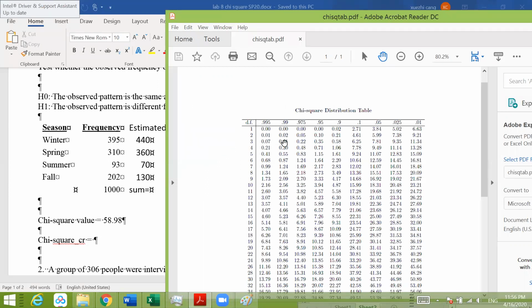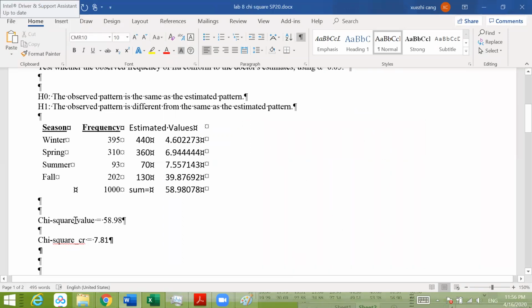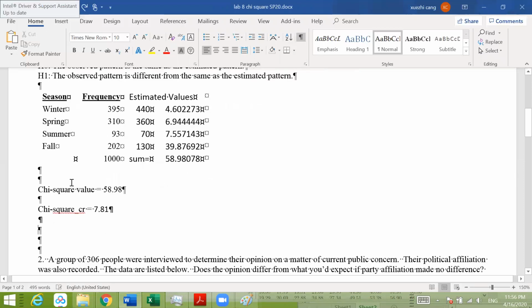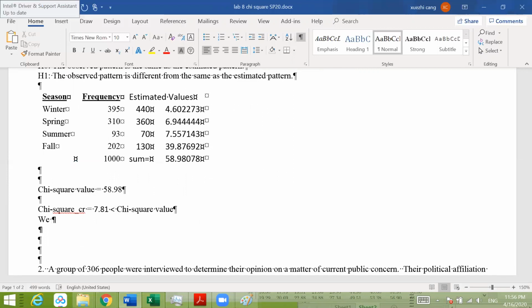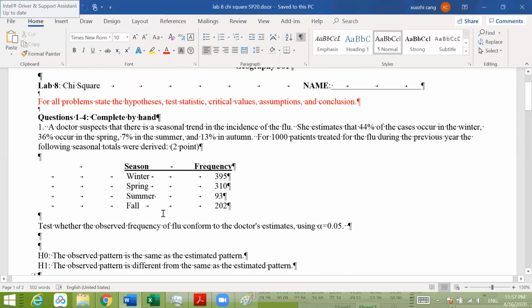So we need to find some value in this row, where the degree of freedom equals 3, and in the column where the significance level is 0.05. Finally, the value we found is 7.81. And we can also see here our calculated value is much larger than the critical value. So we reject the null hypothesis. Okay, that is the answer for question 1.